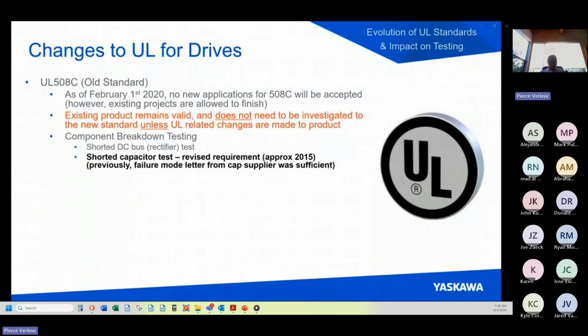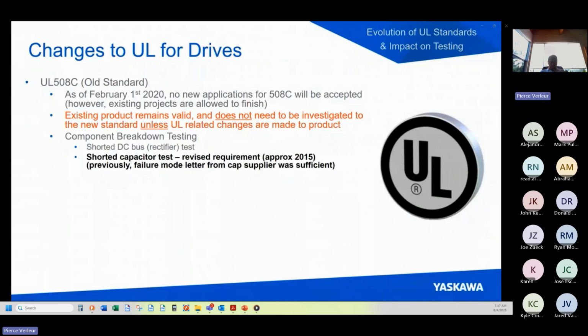And even under UL 508C, there is this thing called component breakdown testing. It's very severe testing. One thing we have to do is short the DC bus itself, which is the rectifier, which does cause an explosion by itself. And then the more severe test is the shorted capacitor test. Previously, UL allowed drive manufacturers to submit a letter from a capacitor supplier to say that this kind of failure was not a failure mode.